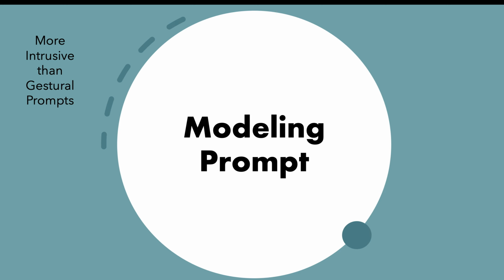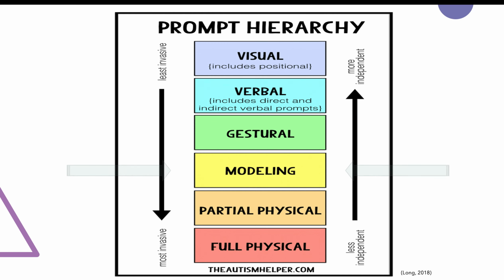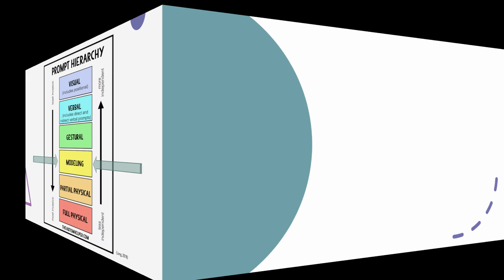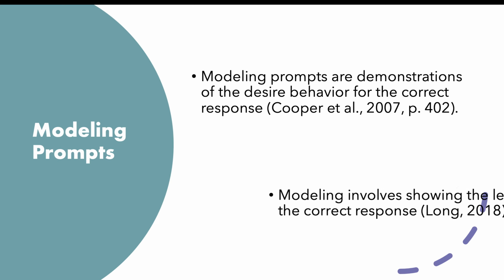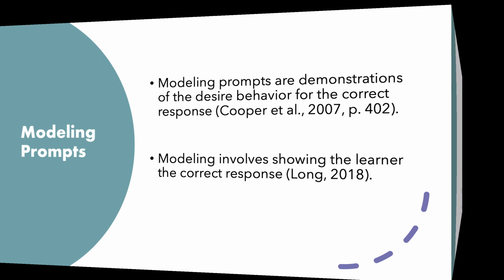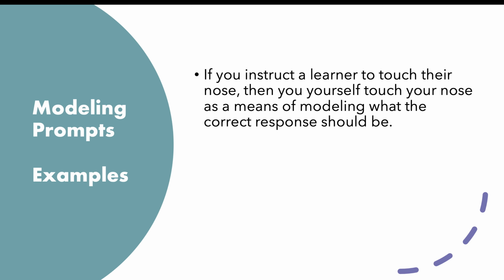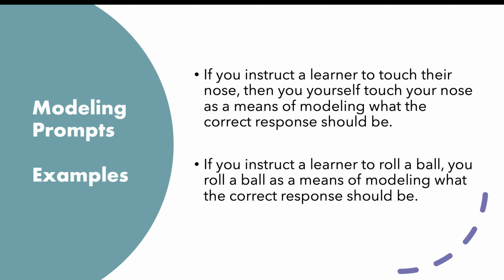Our fourth prompt is our modeling prompt. Again, we're moving down that hierarchy, so it's more invasive and less independent of a response. And basically, they're a demonstration of that desired behavior for the correct response. You are literally showing the learner what the correct response is. So a couple examples. If you're teaching a client to touch your nose, you're going to touch your nose yourself to model that desired correct response.